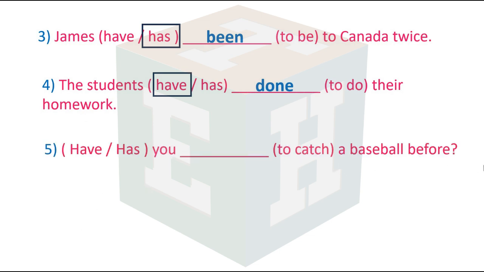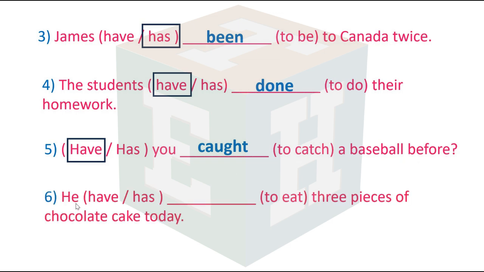Number five, has you blank to catch a baseball before? Answer. Have you caught a baseball before? Number 6. Has blank to eat 3 pieces of chocolate cake today. Answer. He has eaten 3 pieces of chocolate cake today.